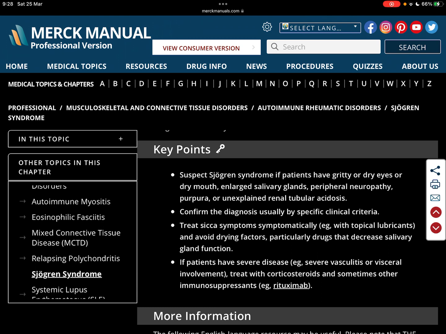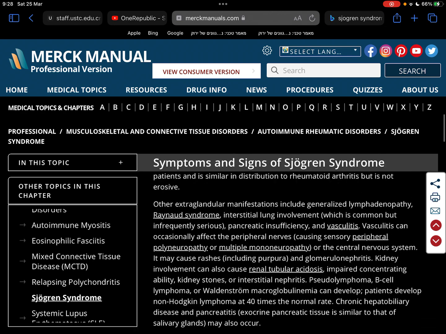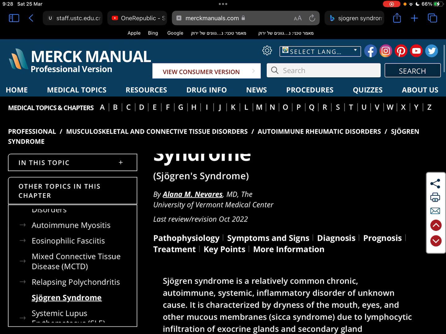Diagnosis is based on clinical criteria. Treat the sicca symptoms symptomatically, and if you have a severe disease, you can use corticosteroids and rituximab. That's all. That's about Sjogren's syndrome. For the Merck Manual professional edition, you can look it up on the internet for free.